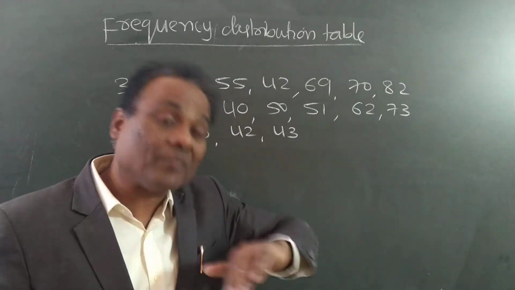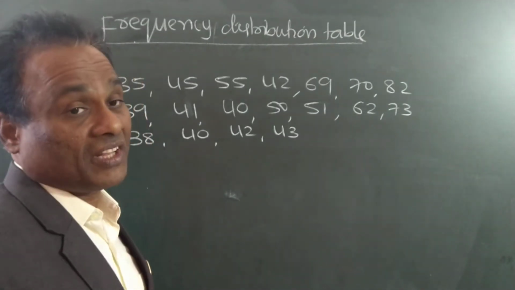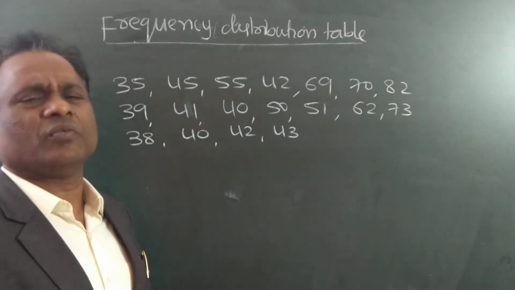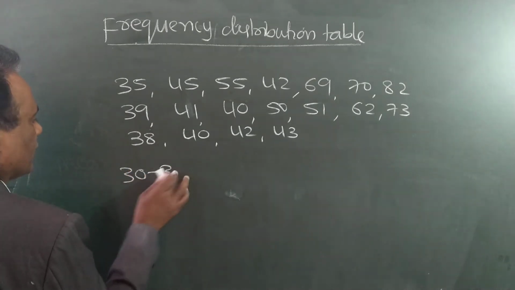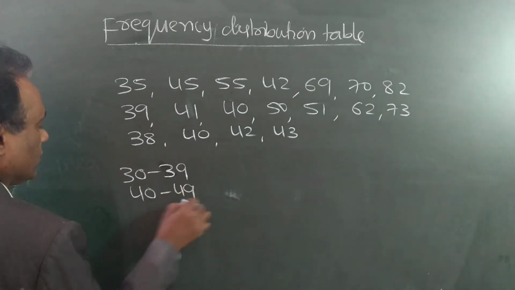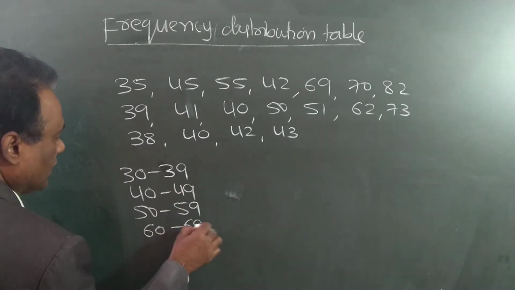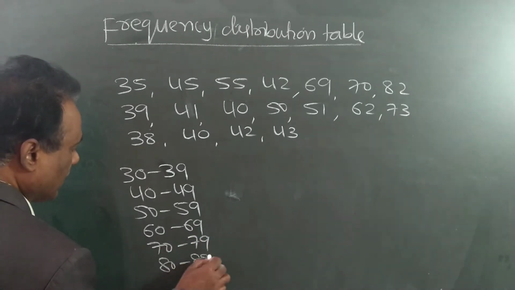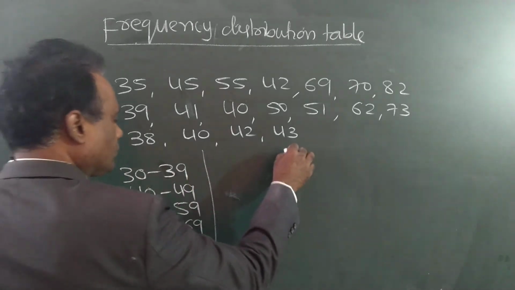That table is called a frequency table. How to construct the frequency table? We assume some class intervals as per our convenience. See here, don't write, it is only an example: 30 to 39, 40 to 49, 50 to 59, 60 to 69, 70 to 79, 80 to 89, only up to 89. Like this we take.